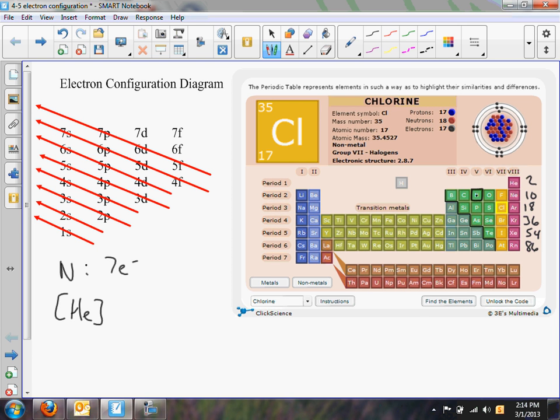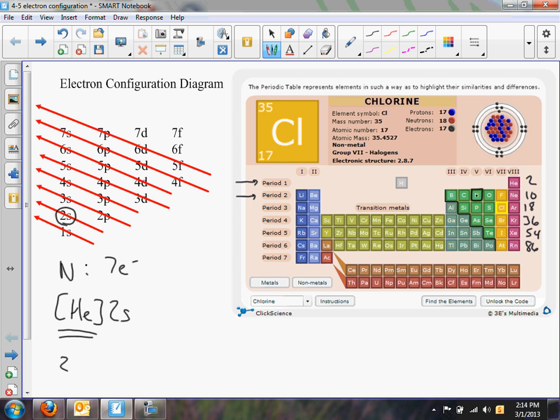After that, you've got to figure out where to start next. Well, helium holds 2 electrons, and that completes the first period. So after I'm done with the first period, I'm now ready to start on the second period, and the second energy level starts right here with the 2s. Well, the helium already deals with 2 electrons, so I just have 5 to go.